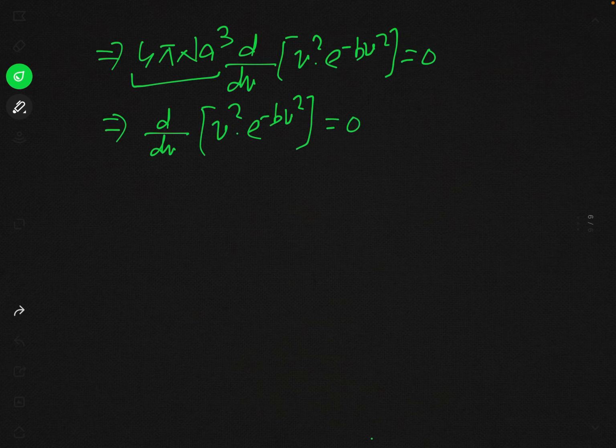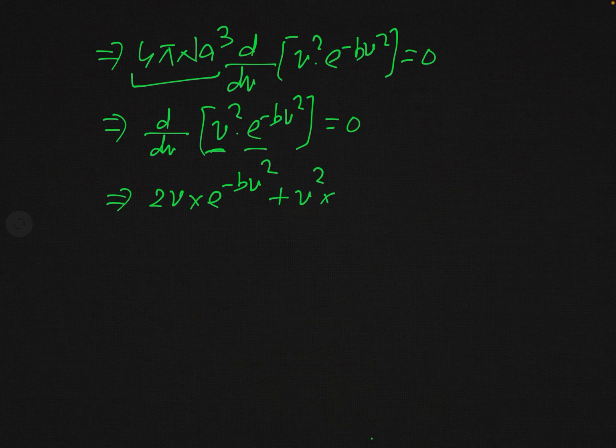Now you can see in the square bracket there is a product of two functions, so for differentiation we will follow the rule for the product of two functions. First we take the differential of v square with respect to v, which is 2v, times the second function e raised to the power minus b v square, plus v square kept as it is, times the differential of e raised to the power minus b v square, which is e raised to the power minus b v square times minus 2bv, and this will be equal to 0.